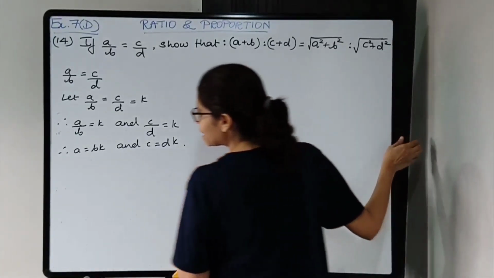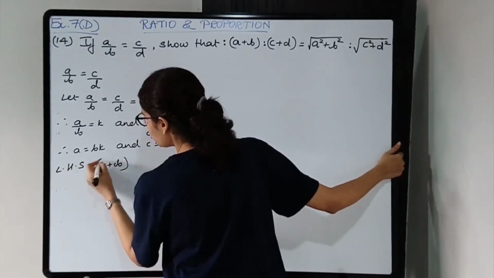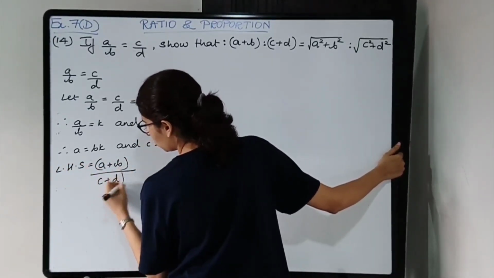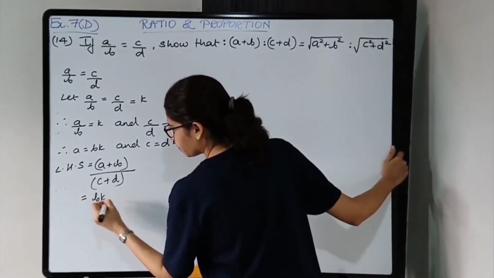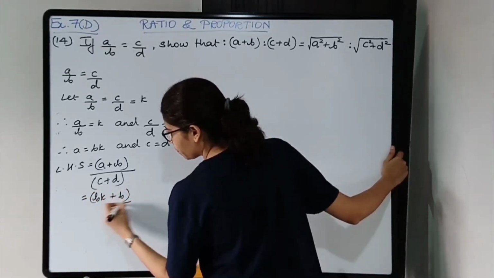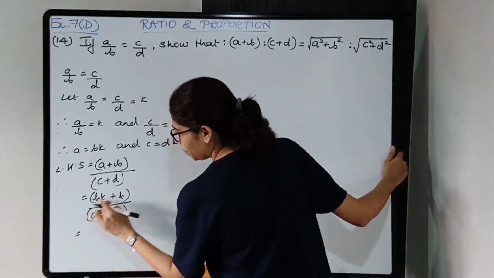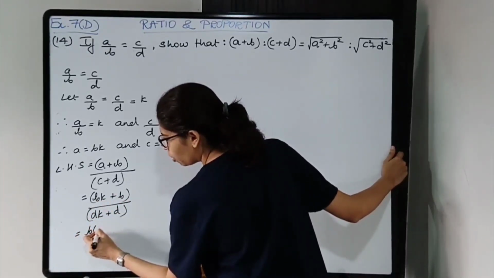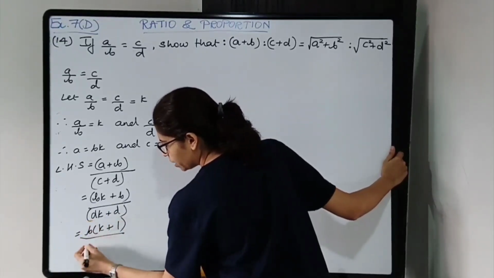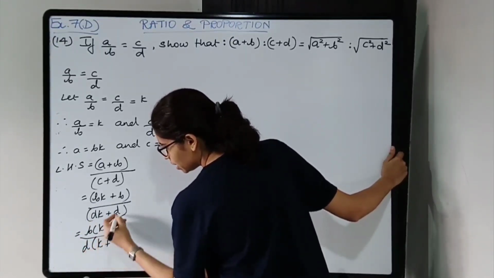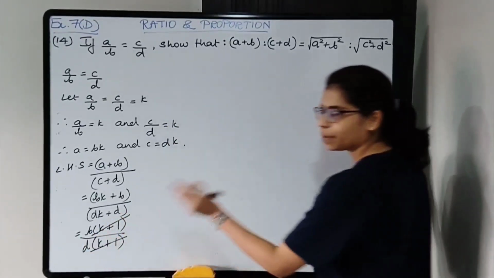So let's consider LHS first. LHS is A plus B upon C plus D. A is BK, B is B only, C is DK and D is D only. We can take B common, so let us take B common. You are left with K plus 1. And over here taking D common, K plus 1. So the whole bracket K plus 1 cancels.